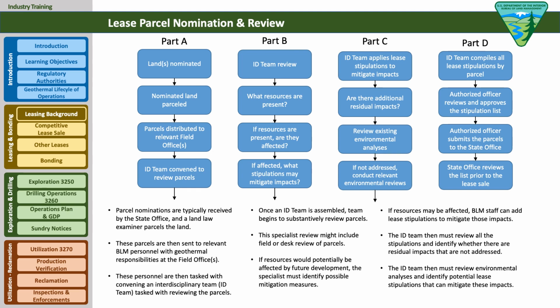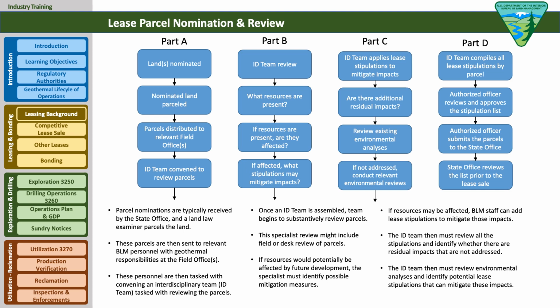In Part A, parcel nominations are typically received by the state office, and a land law examiner parcels the land. These parcels are then sent to the relevant BLM personnel with geothermal responsibilities at one or more field offices. These personnel are then tasked with convening an interdisciplinary team, also called ID team, tasked with reviewing the parcels.